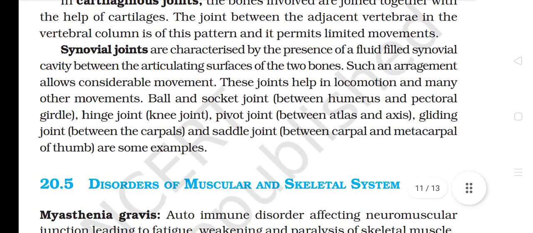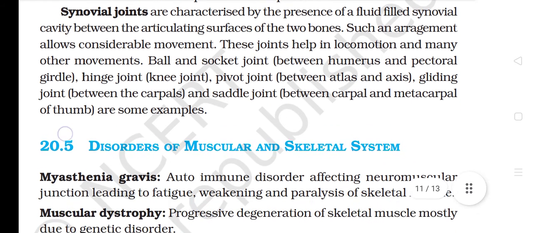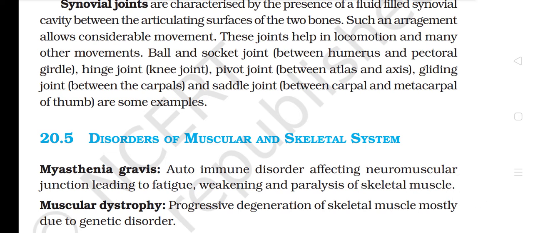Synovial joints are characterized by the presence of a fluid-filled synovial cavity between the articulating surfaces of the two bones. Such an arrangement allows considerable movement. These joints help in locomotion and many other movements. Ball and socket joint between humerus and pectoral girdle, hinge joint, knee joint, pivot joint between atlas and axis, gliding joint between the carpals, and saddle joint between carpal and metacarpal of thumb are some examples.